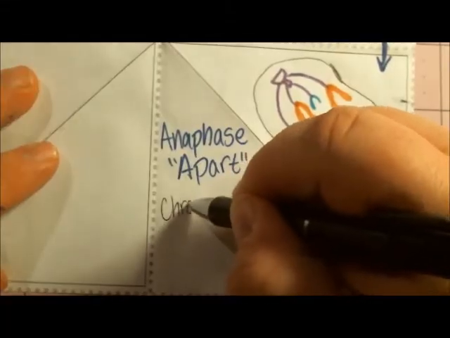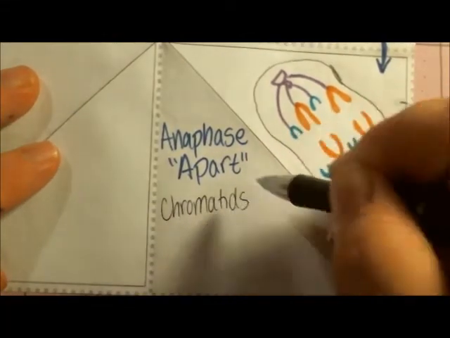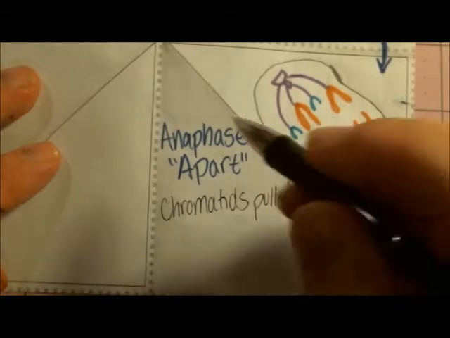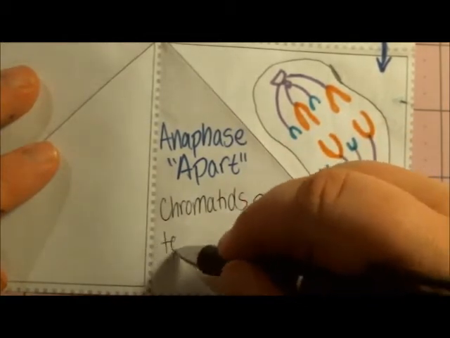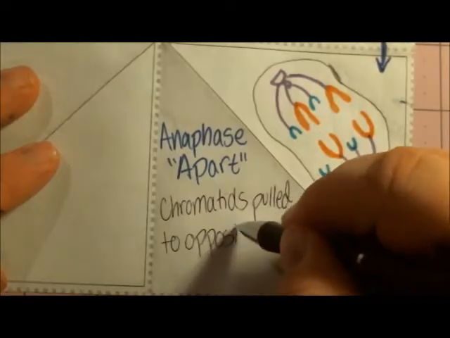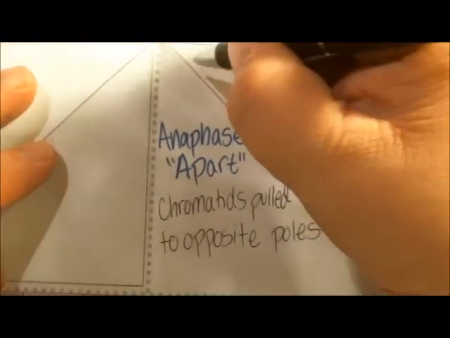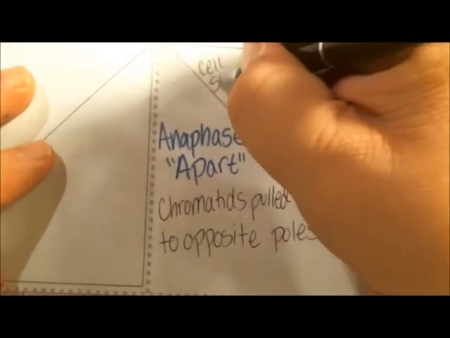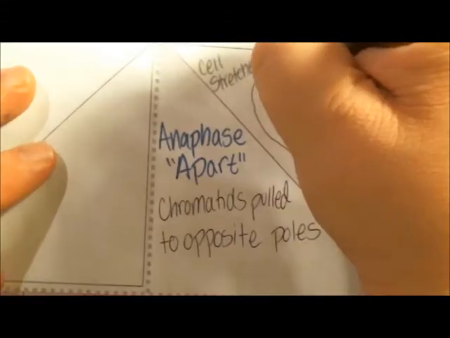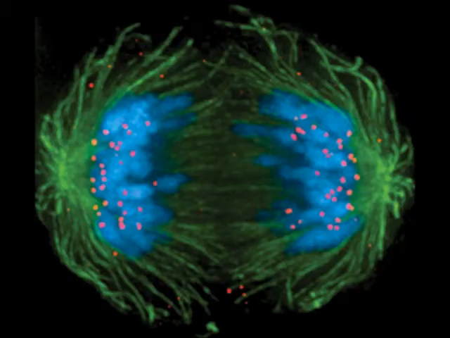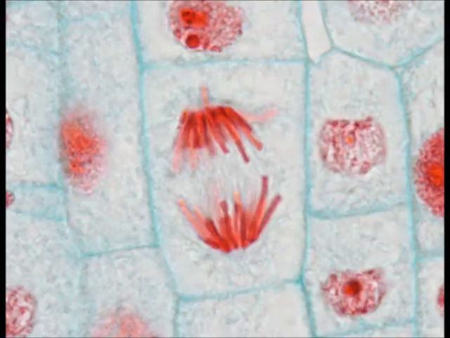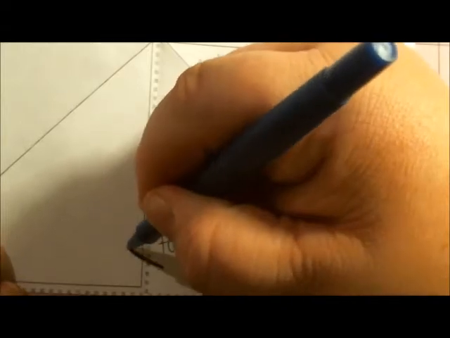So the chromatids are pulled apart to opposite ends, the opposite poles. And then we notice the cell is stretching out. Here is those green spindle fibers pulling the blue chromatids to opposite poles in Anaphase, and once again under the regular light microscope.